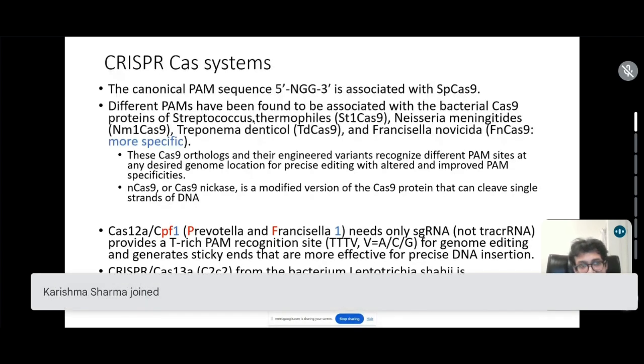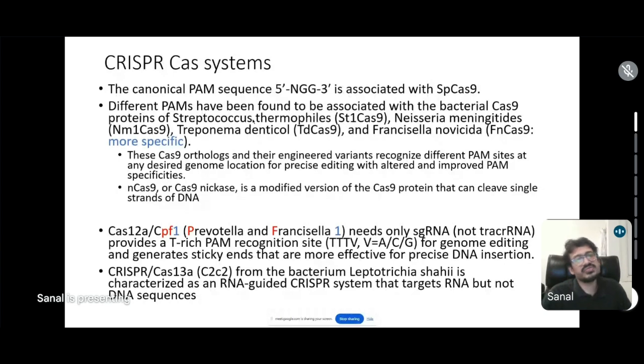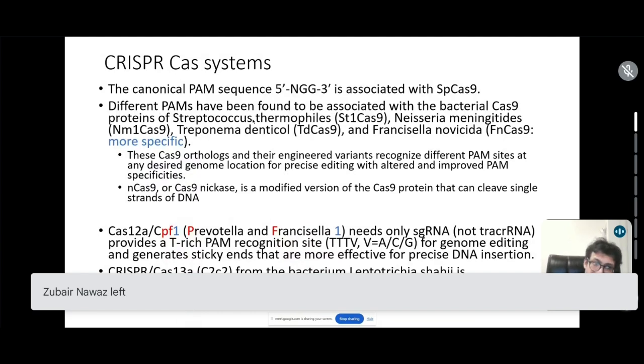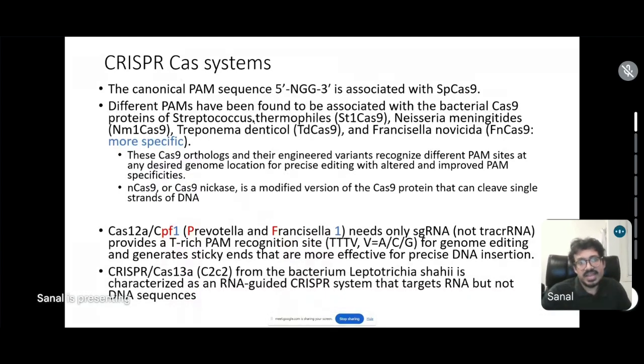nCas9, or Cas9 nickase, is a modified version of the Cas9 protein that can cleave single strands of DNA. Cas12a, which is derived from Prevotella and Francisella, two different bacteria, needs only sgRNA. It does not require the tracrRNA and provides a T-rich PAM recognition site for genome editing and generates sticky ends that are more effective for precise DNA insertion.